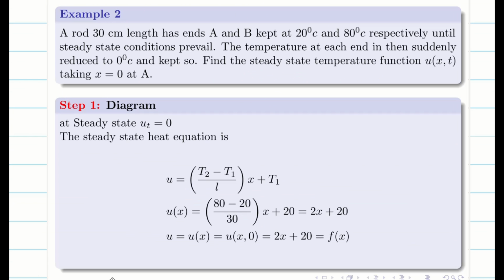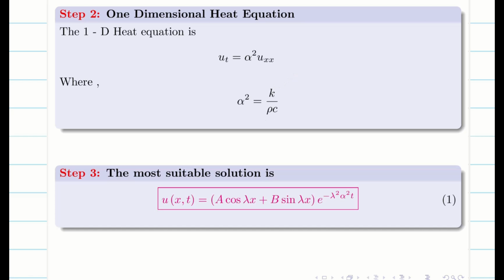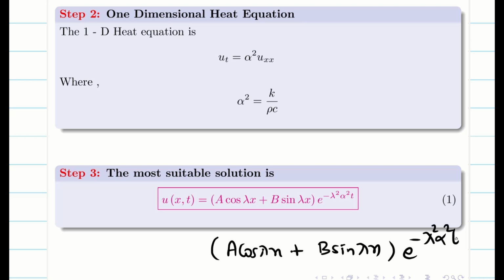Now let us proceed. You can see the typed version. Step 2, as usual, u_t is equal to alpha squared u_xx, where alpha squared is equal to kappa divided by rho c, that is thermal conductivity divided by density into specific heat. Step 3, the most suitable solution is known to be (A cos lambda x plus B sin lambda x) e power minus alpha squared lambda squared t.